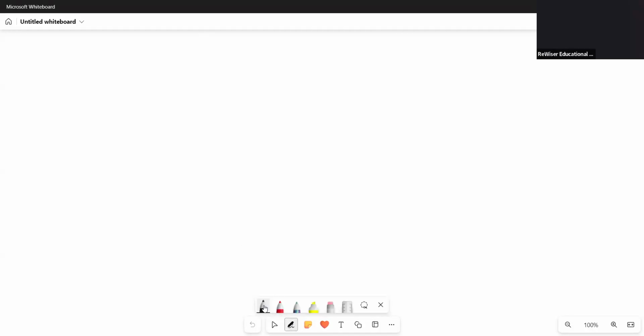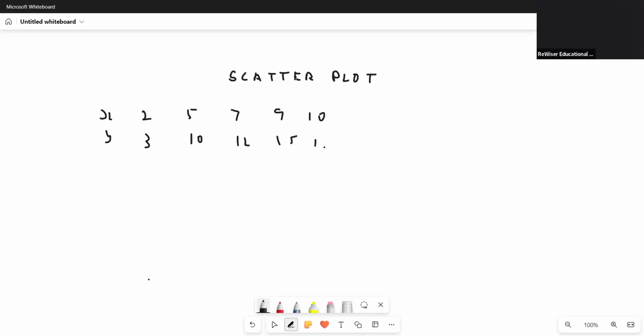Now, we are moving on to the final part of statistics, which is the scatter plot or the line of best fit. A scatter plot is simply a graph of x and y. That means the points of x and y will be given to you, say 2, 5, 7, 9, 10, and we have 3, 10, 12, 15, 17. So we have to plot these points on the graph, where this is your x-axis and that's your respective y-axis.